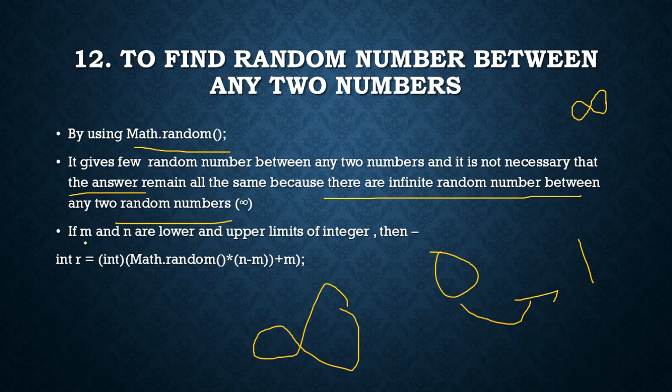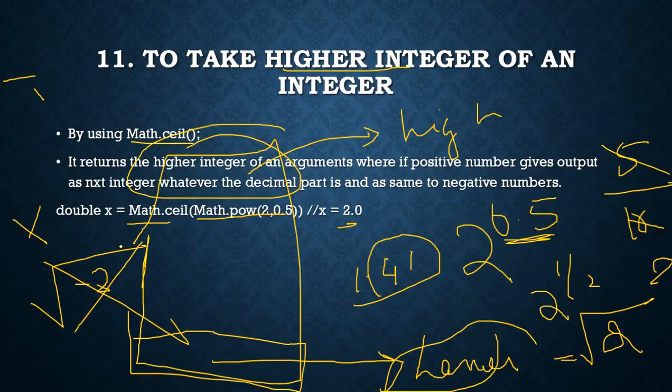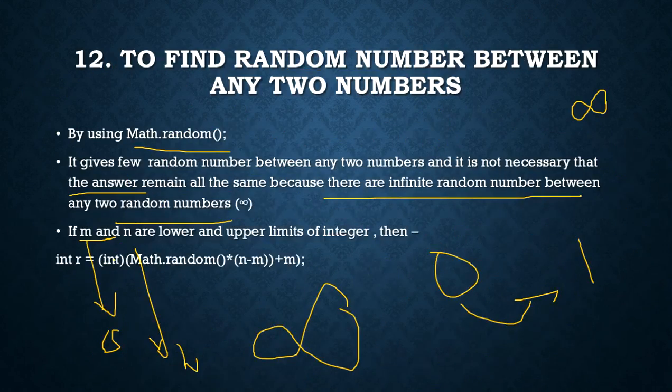If m and n are the lower and upper limits, that is, m is the smaller number and n is the larger number, then int r is equal to int of Math.random() times (n minus m) plus m. If you use this, you will get a random number between them. It's a special formula. You have to learn it. The answer from Math.random is in double form, so if we convert it to integer, we use int of Math.random() times (n minus m) plus m.